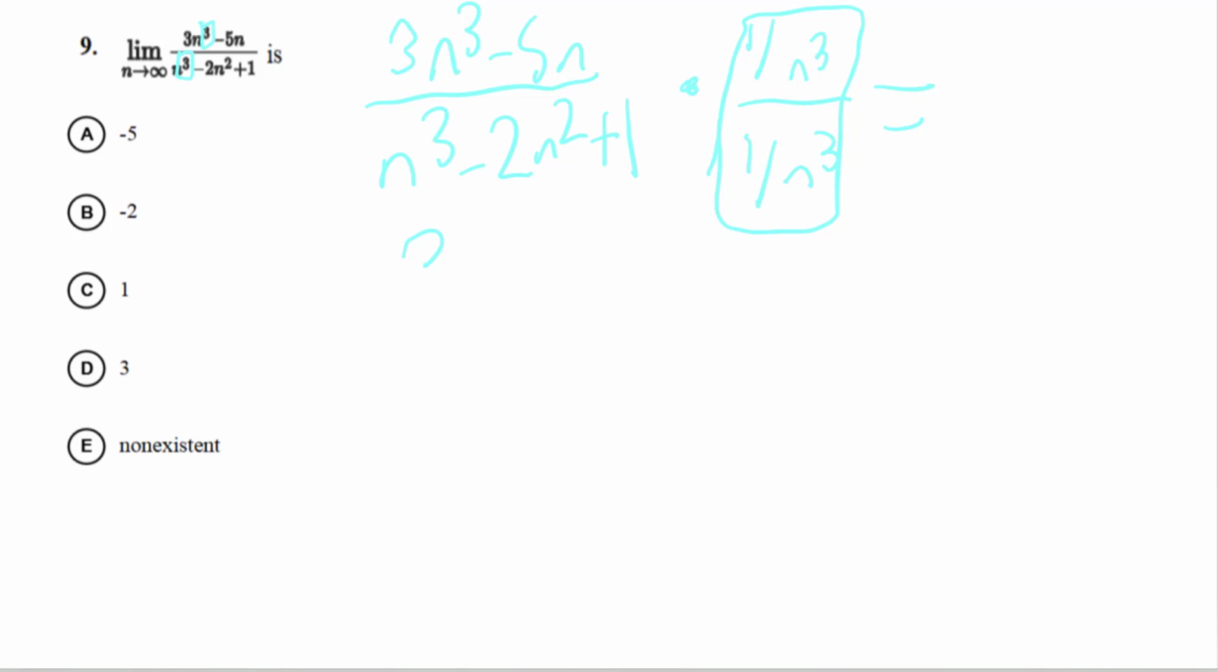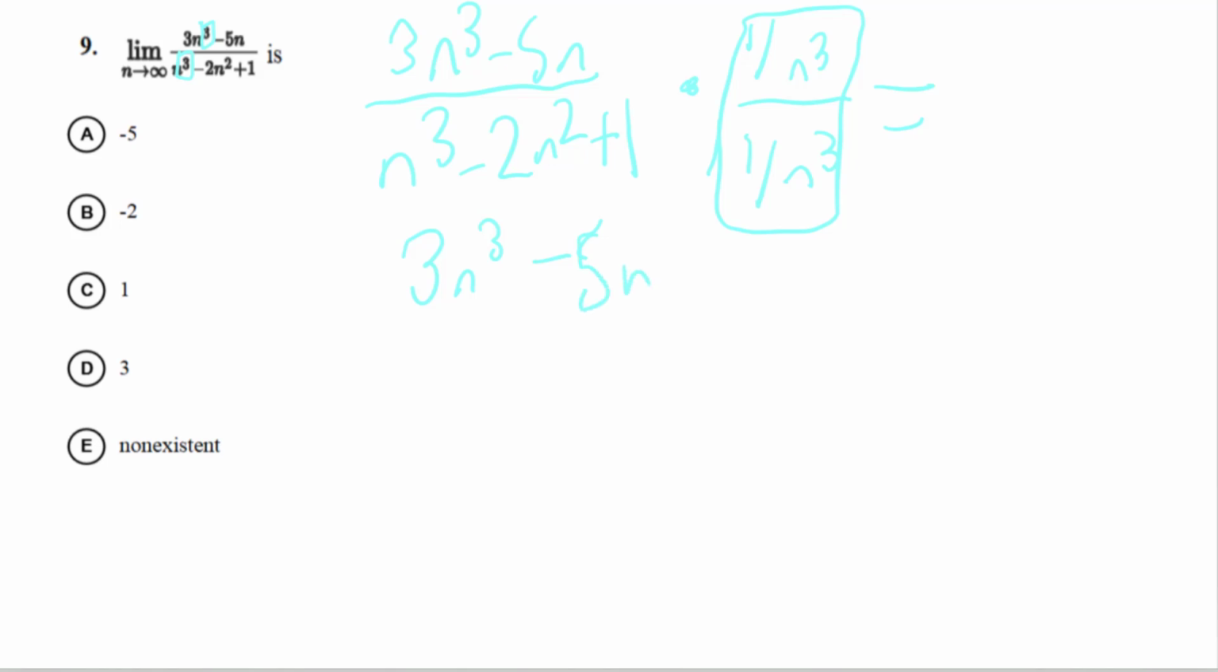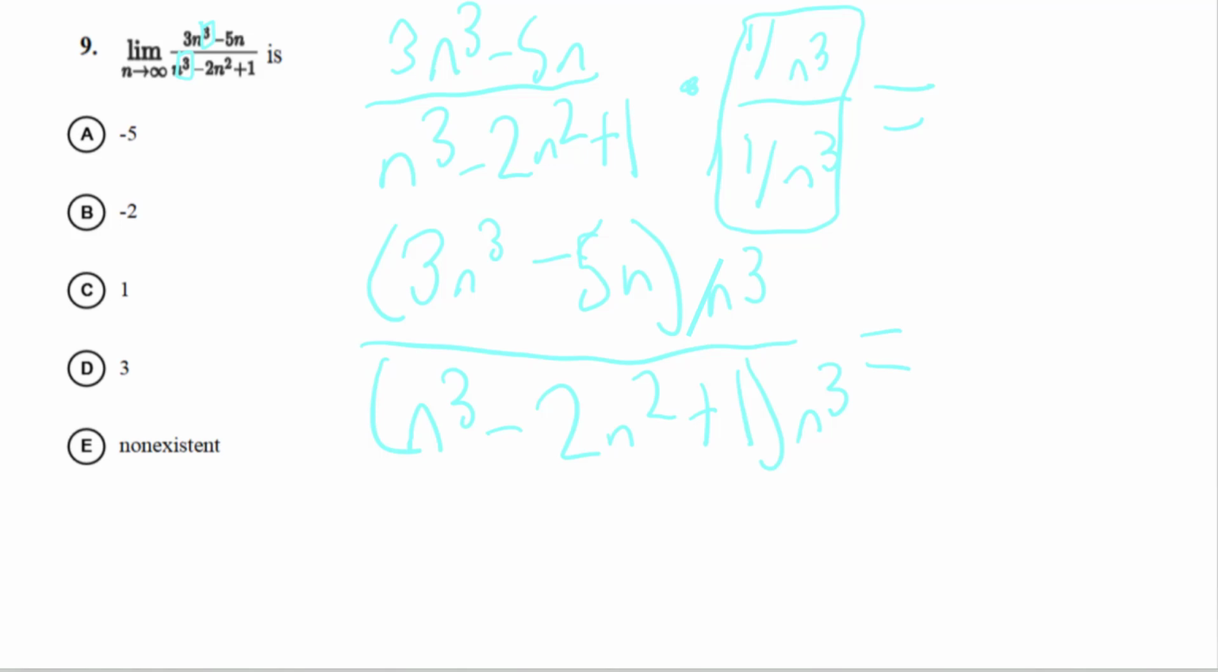We then get 3n cubed minus 5n all over n cubed. We can do the denominator now, and we get n cubed minus 2n squared plus 1, all divided by n cubed. We can simplify this further, and we get 3 minus 5 divided by n squared, all over 1, because n cubed divided by n cubed is 1, minus 2 over n, because n squared divided by n cubed is 1 over n, plus 1 over n cubed.